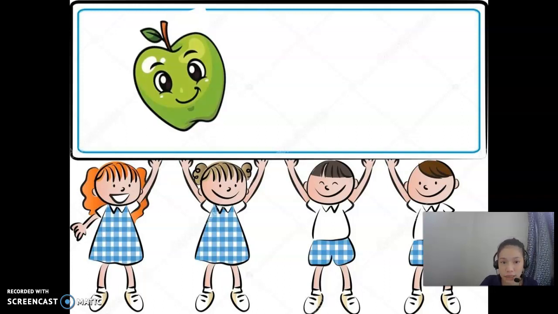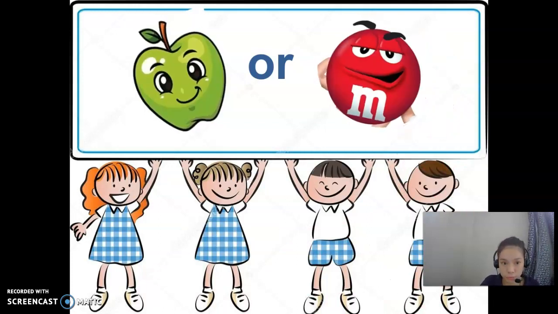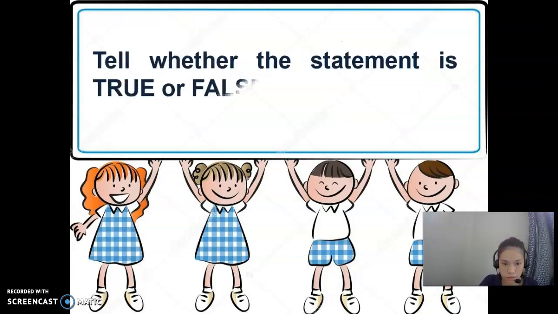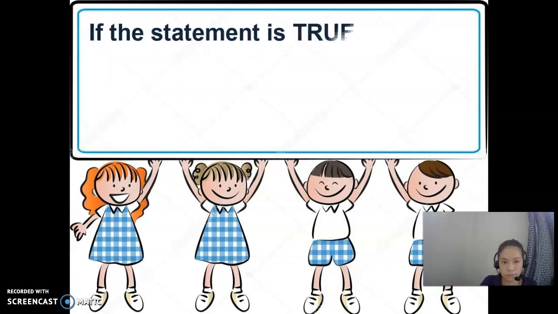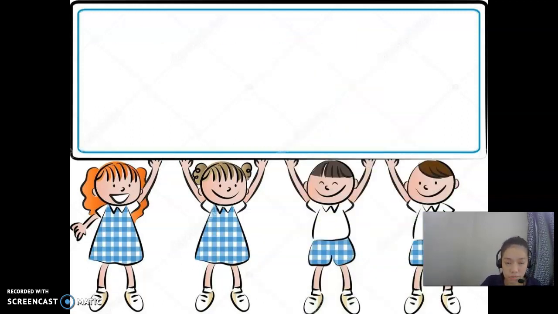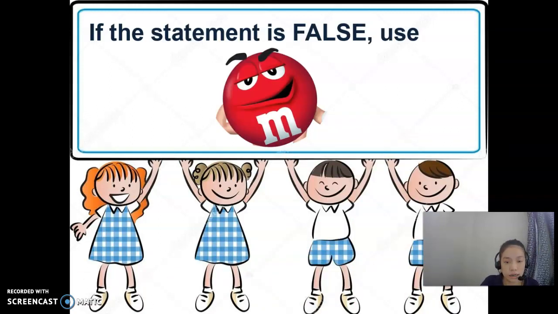So I have here an activity, so let us use apple and chocolate. So this is for the review. Tell whether the statement is true or false. If the statement is true, use the green apple. Then if the statement is false, use the red chocolate. Okay, so let us start.